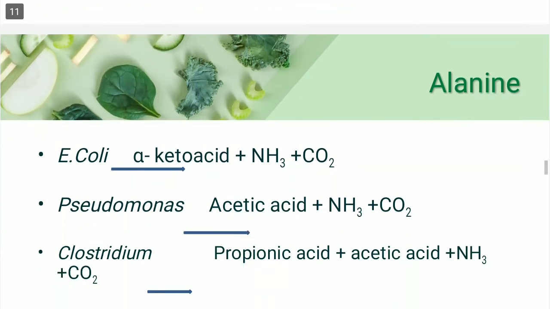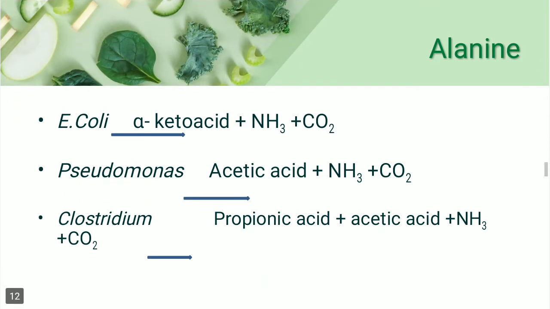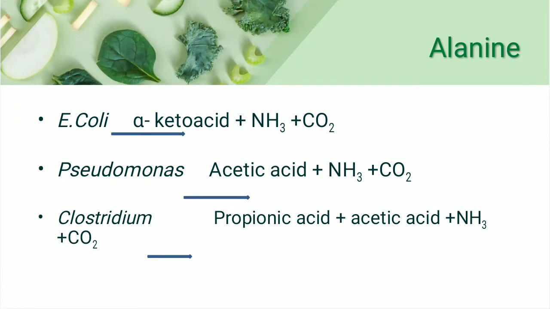Let us see alanine. In the case of alanine, what happens when E. coli acts on alanine? What is formed? Alpha keto acid, ammonia, and carbon dioxide are formed. When the same alanine is acted upon by Pseudomonas, acetic acid, ammonia, and carbon dioxide are formed. With Clostridium, the same alanine forms propionic acid, acetic acid, ammonia, and carbon dioxide.